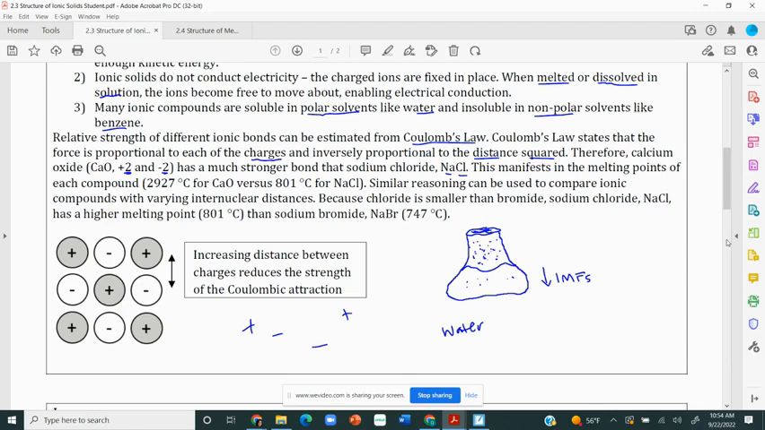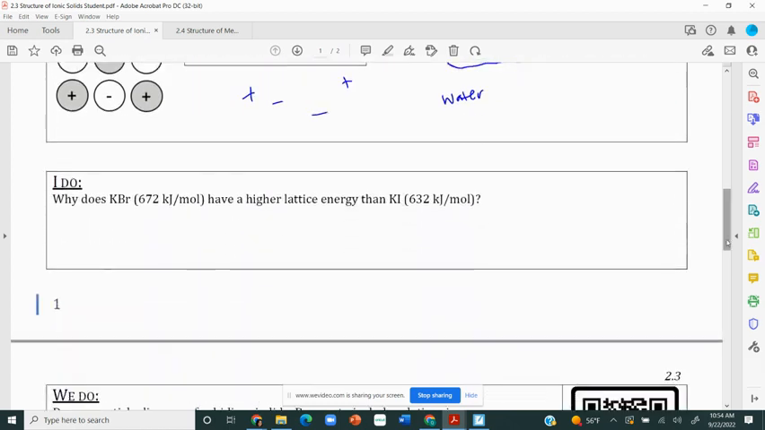Okay. Questions on any of that? All right. So why does KBr have a higher lattice energy than KI?